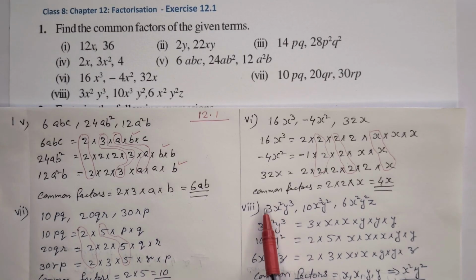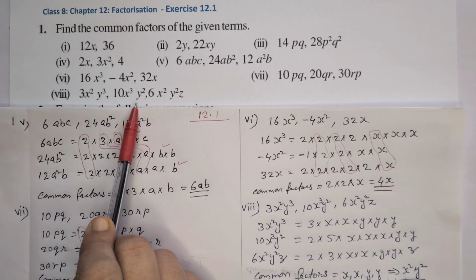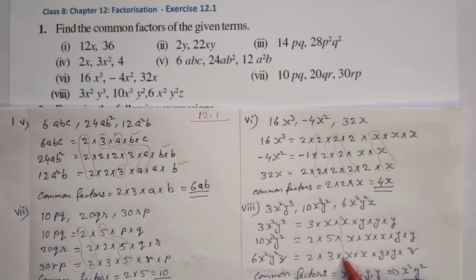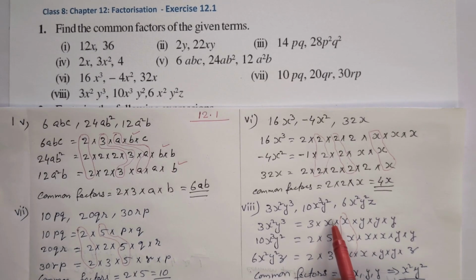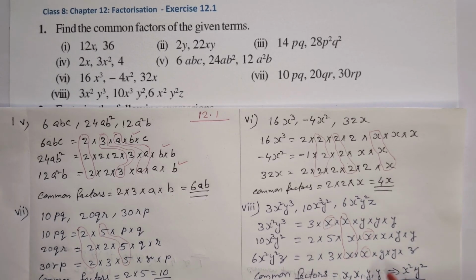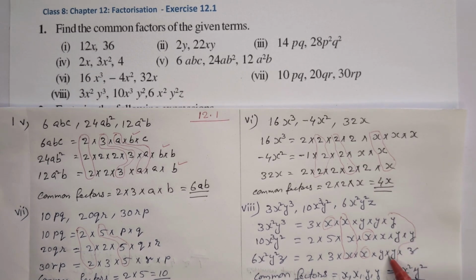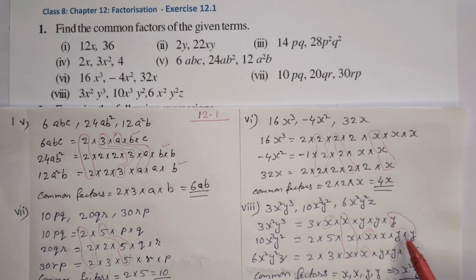Next, eighth one, 3h square y cube, 10h cube y square, 6h square y square z. There the common term is h 2 times. Here we can see one set of h, here the second set of h, so h square. Then y also the same way. One set of y, and all three terms contain y 2 times, that means y square and h square. So the common factor is h square y square.